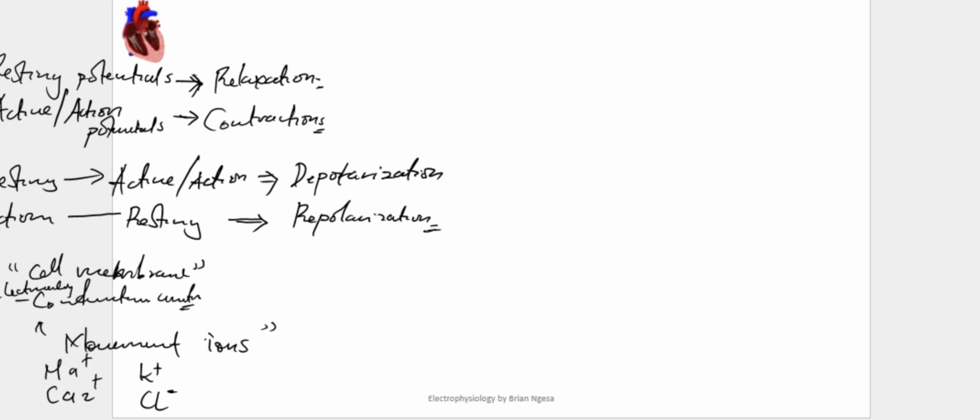So somebody will say that, just by way of an example, when you are having excessive entry of sodium into the cell, it will accumulate more sodium. Sodium ions are normally positively charged, so the cell will be more positive. So you'll say that this cell is actually positively charged.